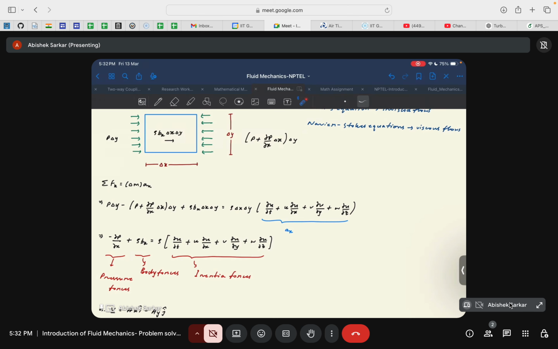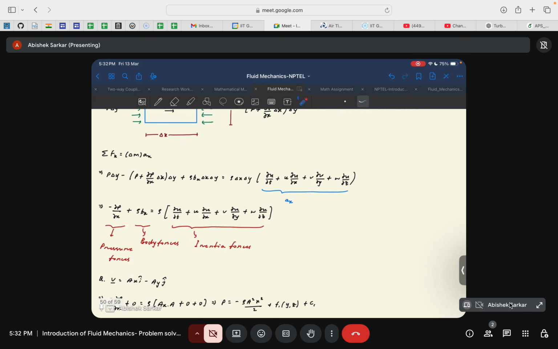Now, if we do the force balance, and of course consider the body force per unit mass to be Bx, then the net body force along this x direction will be rho Bx delta x delta y times 1, which is the volume. Density times volume gives you the mass, and mass times the body force per unit mass gives you the net force along the x direction.